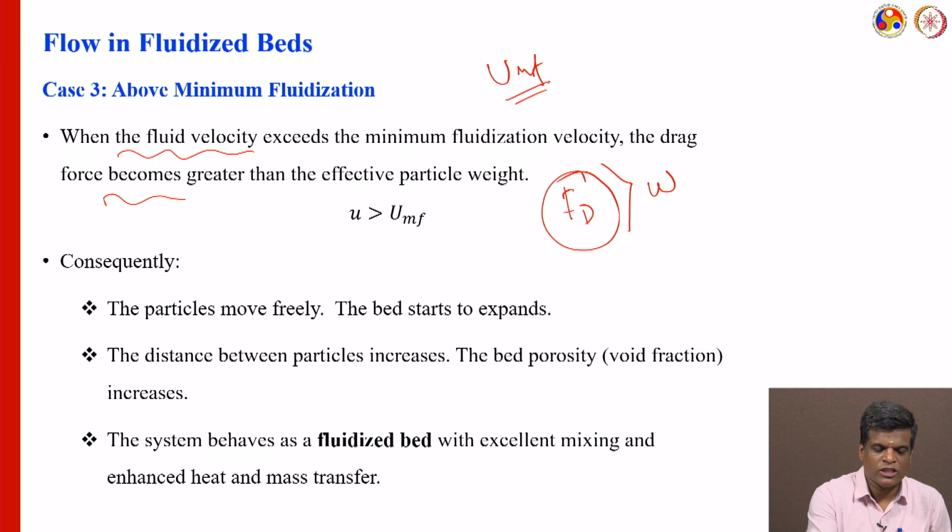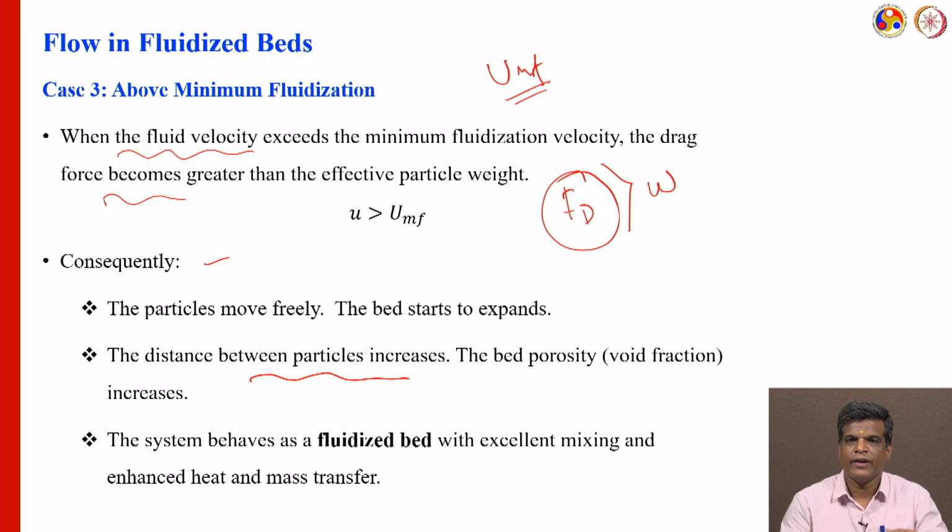What will happen at this point? Consequently, the particles move freely because of this very high velocity, and the bed starts to expand. The distance between the particles also increases because it gets fluidized. Then the bed porosity, the void fraction, also increases. Epsilon increases as the bed expands. So finally the system behaves as a completely fluidized bed with excellent mixing, and enhanced heat and mass transfer.